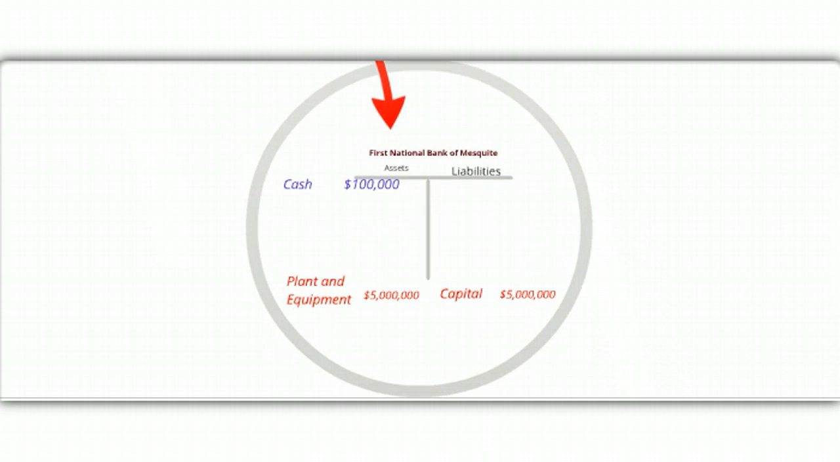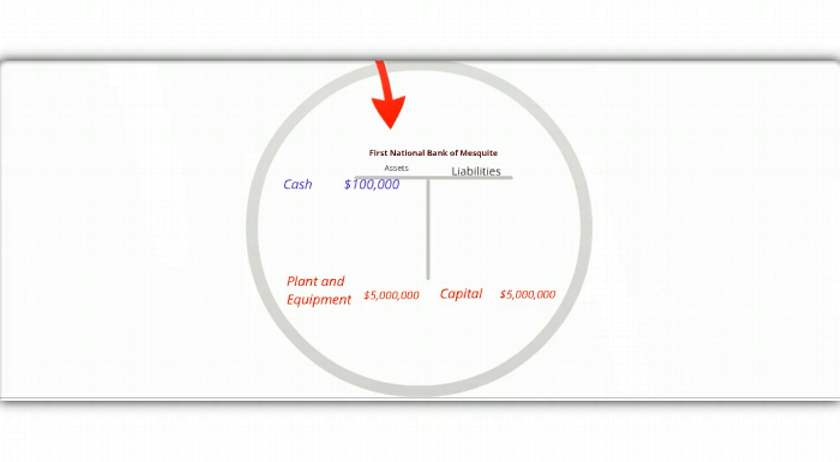Now let's say that we get our first deposit of $100,000. The $100,000 is first going to go into our assets because now we have $100,000 cash in our bank. That is an asset that we have. But look at our T-chart. Do the two sides balance? Are they equal? No, they aren't.